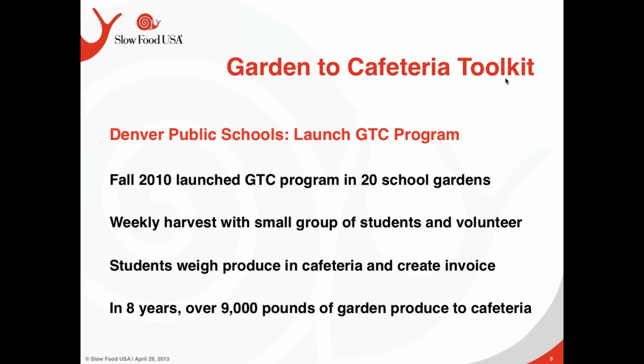We do keep track of how many pounds of produce have gone from school gardens. In the 8 years since the inception of this program, we have harvested over 9,000 pounds of garden produce that has been used in the cafeteria, the vast majority of that being used on the salad bars that are now in every school in Denver Public Schools.